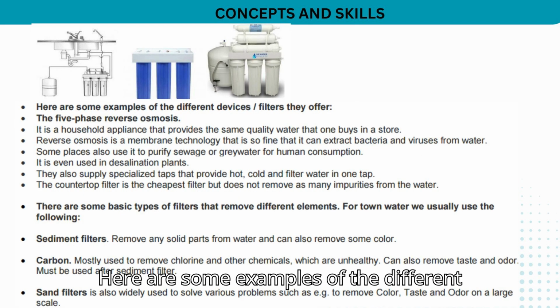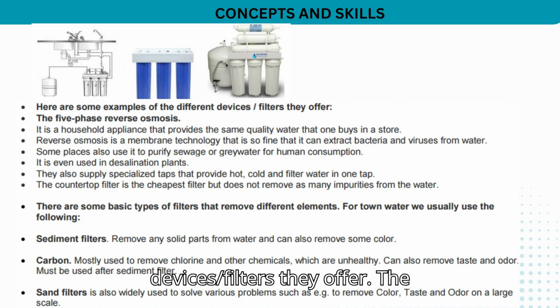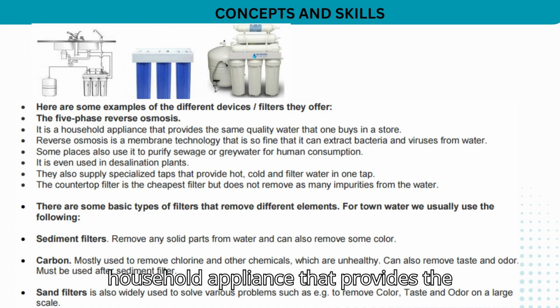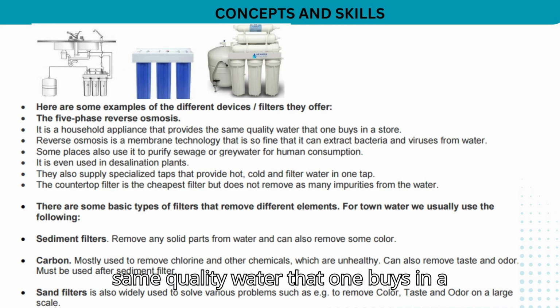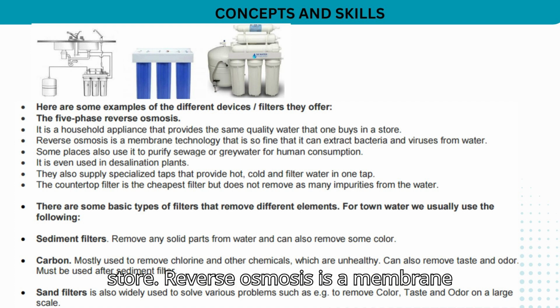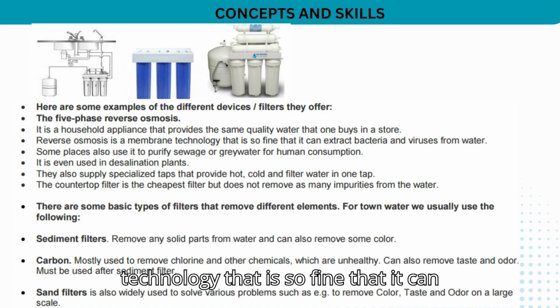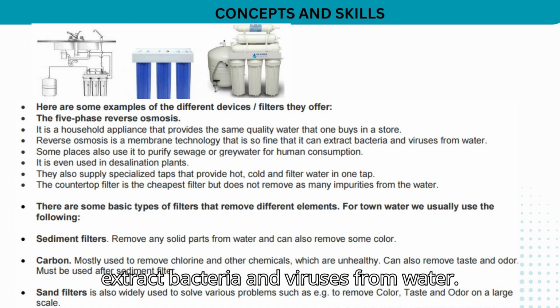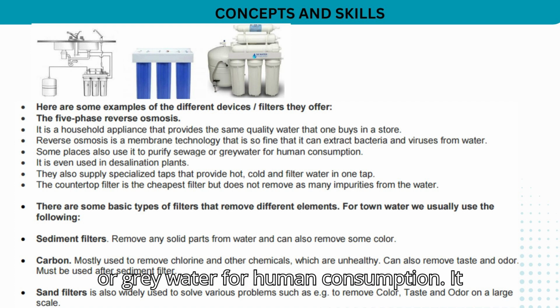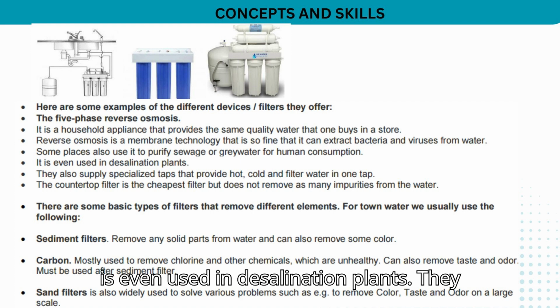Here are some examples of the different devices/filters they offer. The 5-phase reverse osmosis is a household appliance that provides the same quality water that one buys in a store. Reverse osmosis is a membrane technology that is so fine that it can extract bacteria and viruses from water. Some places also use it to purify sewage or greywater for human consumption. It is even used in desalination plants.